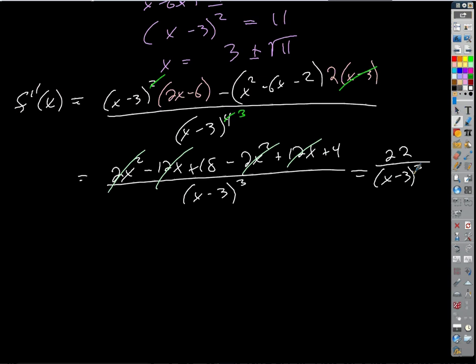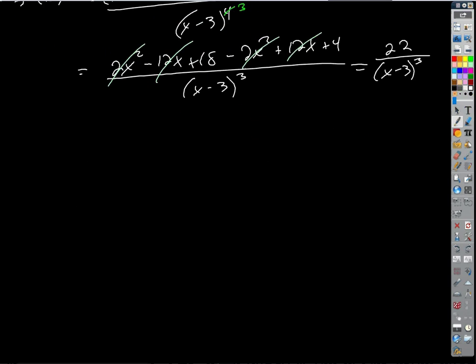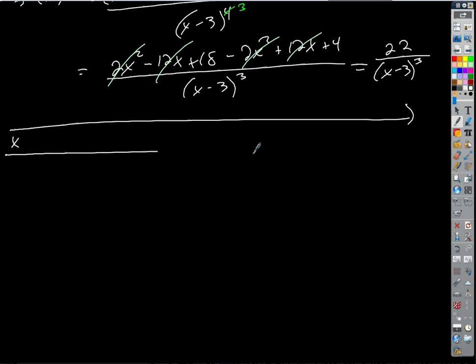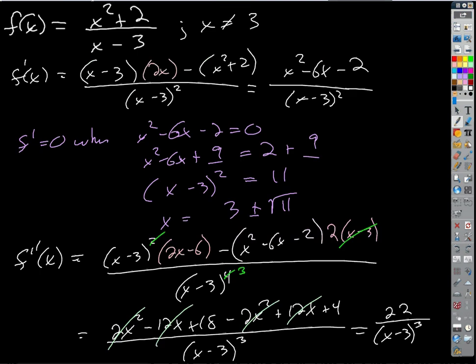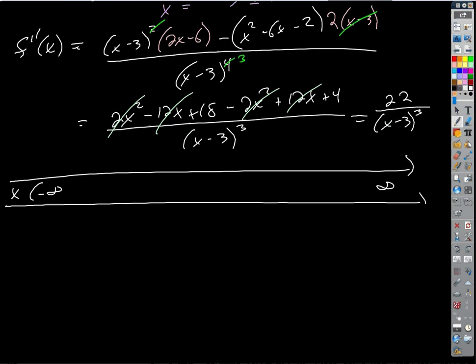So that's all good. Now when we make our table, what do we know? We only had, 3 was our asymptote, right? So at x equals 3, our function was undefined.